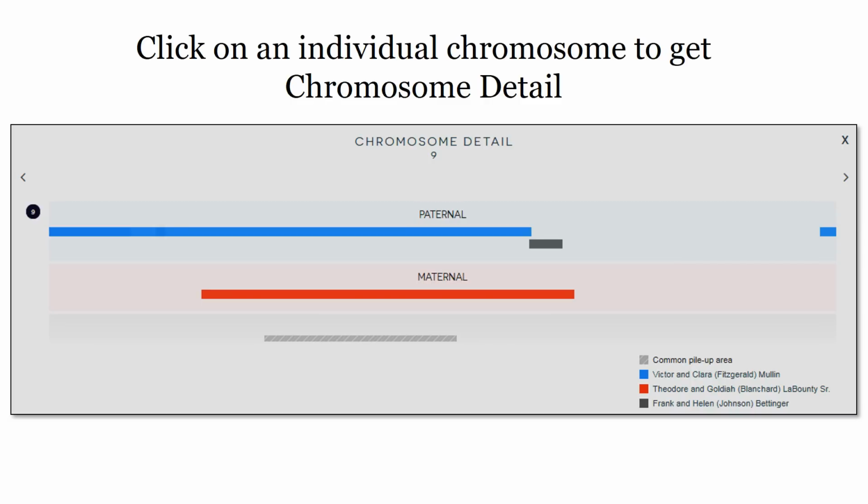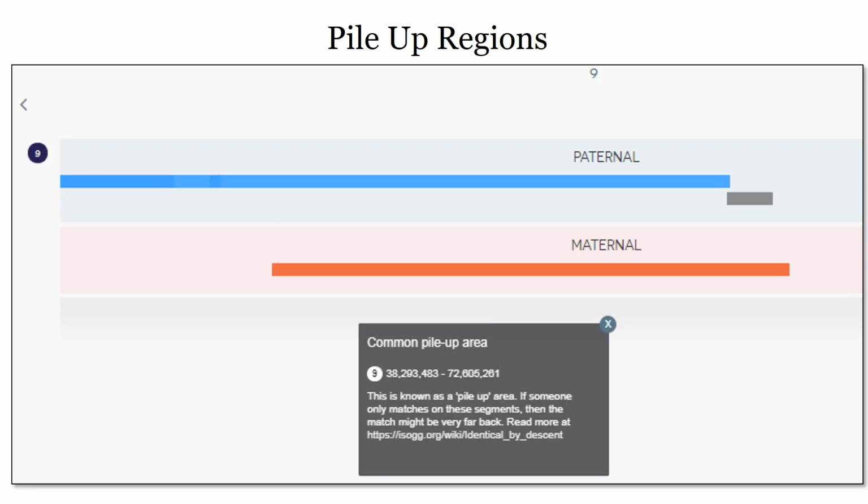Another thing you'll see here is this little shaded bar. And when you click on that shaded bar, now this won't be on all chromosomes, and it's in different locations on different chromosomes, but it actually shows you the common pileup areas on these chromosomes, okay? So when I click on that, you'll see that this is known as a pileup region, and it gives you a link to read more information.